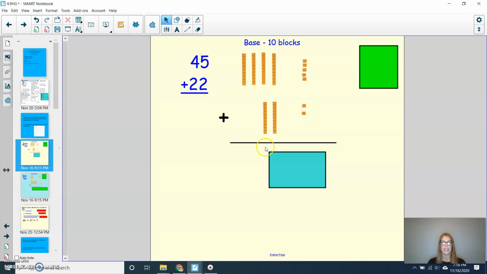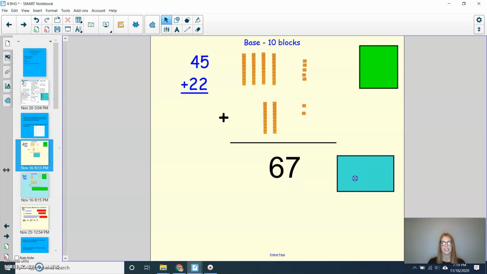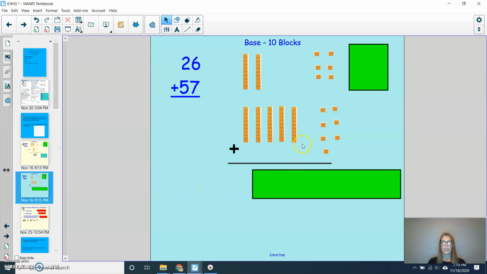So 60 plus 7 would equal 67. Let's try another one like that. For this next one, you can work this out on your whiteboard if you like. We have 26 plus 57. I want you to first add up your tens, then add your ones. So press pause and then play when you're ready to check.